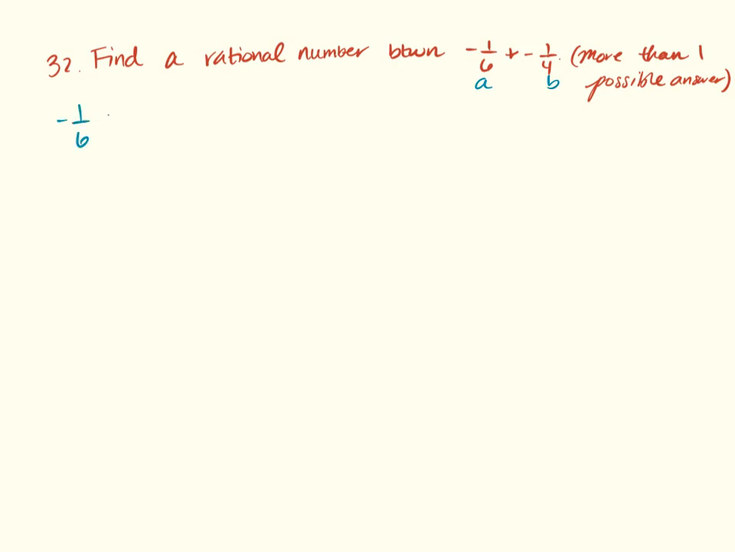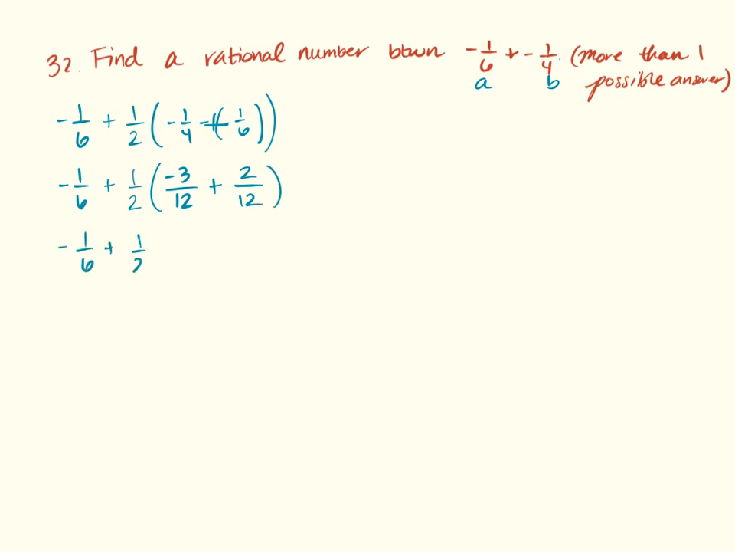So I have negative 1/6 plus 1/2, negative 1/4 minus a negative 1/6. Negative 1/6 plus 1/2. This becomes a plus sign inside the parentheses. So common denominator is 12. So we get negative 3 over 12 plus 2 over 12. Negative 1/6 plus 1/2 times negative 1/12. Negative 1/6 minus 1 over 24. Common denominator is 24. So we get negative 4 over 24 minus 1 over 24. So negative 5 over 24.